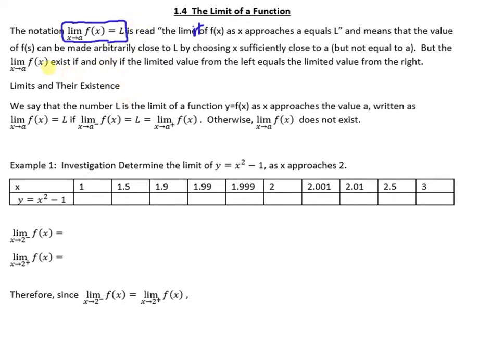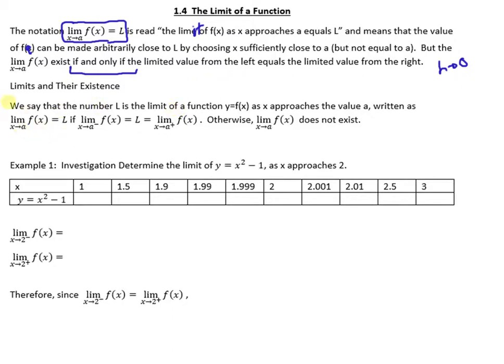It means that the value of f at x can be made arbitrarily close to L by choosing x sufficiently close to a, but not equal to a. Okay, so again, when we were talking about h approaching 0, sufficiently close to a, but not equal to a. The limit as x approaches a of f at x exists if and only if the limited value from the left equals the limited value from the right.